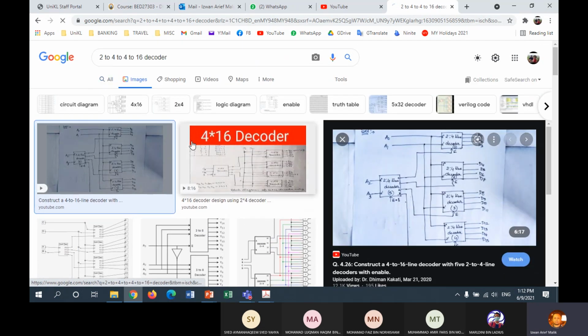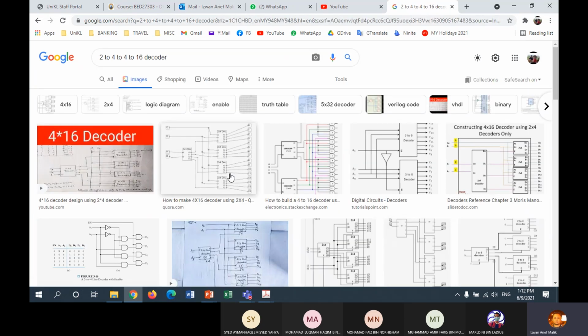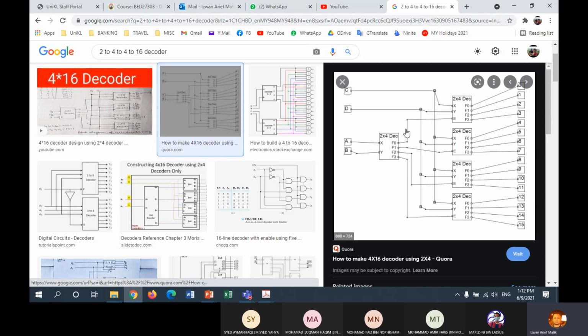Okay, dia lukis lah pula. Sekejap saya cari diagram. Proper diagram tak ada, ini boleh lah. Okay, so 2 to 4, 2 to 4, 2 to 4, 2 to 4, 2 to 4. So kita guna arrangement macam ni, dia jadi 1, 2, 3, 4 to 0 until 15. So 4 to 16 decoder.